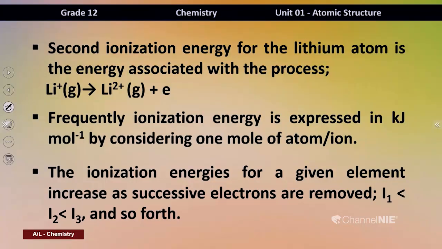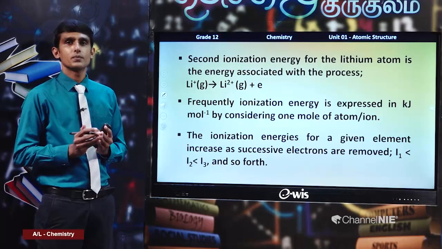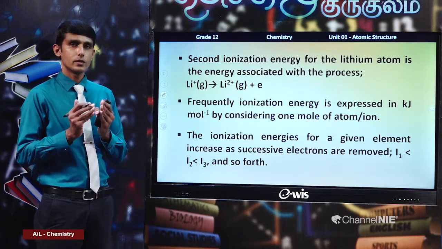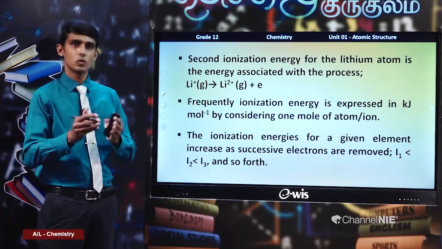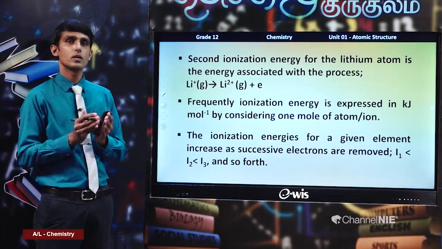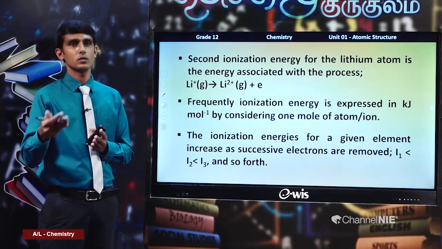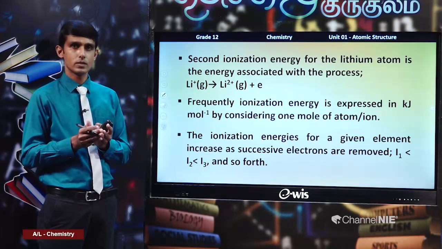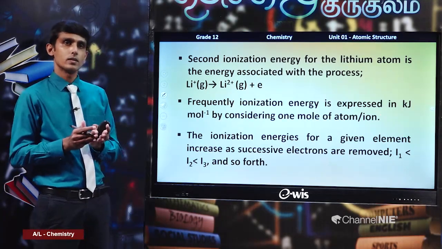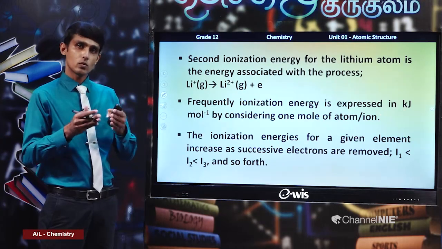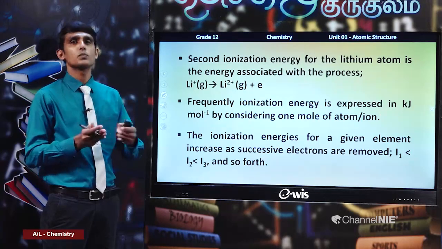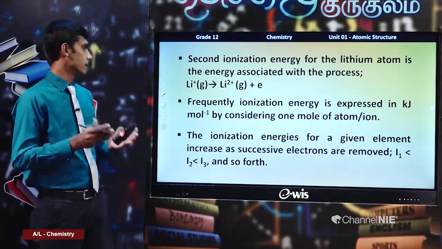As you can see here, the second ionization energy equation is given. Ionization energies, we know, are represented in the units kilojoules per mole. The most common unit is kilojoules per mole. We can use megajoules as well, but the most common unit being used is kilojoules per mole. Since it is represented in kilojoules per mole, it can also be defined per mole of atoms or per mole of ions, as I explained earlier.